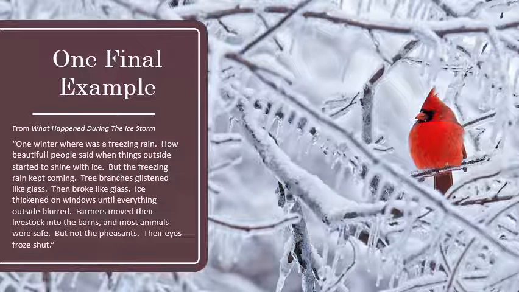So it says, one winter there was a freezing rain. How beautiful, people said when things outside started to shine with ice. But the freezing rain kept coming. Tree branches glistened like glass, then broke like glass. Ice thickened on windows until everything outside blurred. Farmers moved their livestock into the barns, and most animals were safe, but not the pheasants. Their eyes froze shut. And so as he's establishing this setting, he's doing a couple of things.